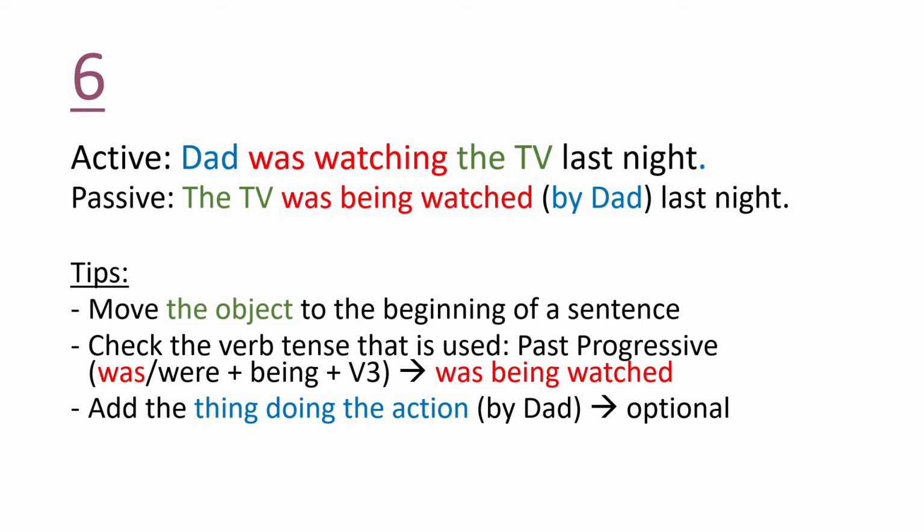And here is the tips. Move the object to the beginning of the sentence. Then check the verb tense that is used. In this case, the verb tense is past progressive: was watching. Therefore, what you need to do is to change was watching into was being watched. The pattern is was or were plus being plus verb 3. So it becomes was being watched. And then after that, add the thing doing the action, which is by that, and this is optional.